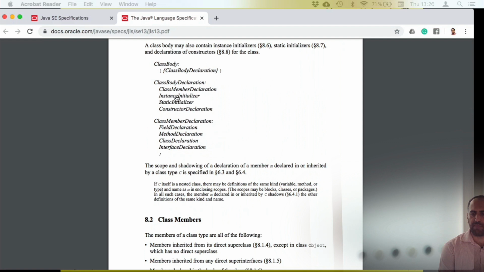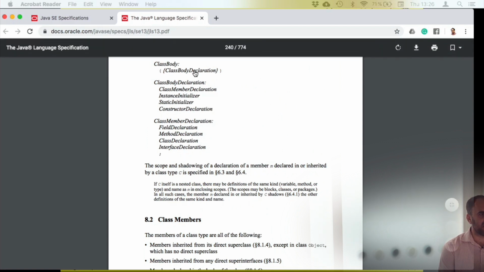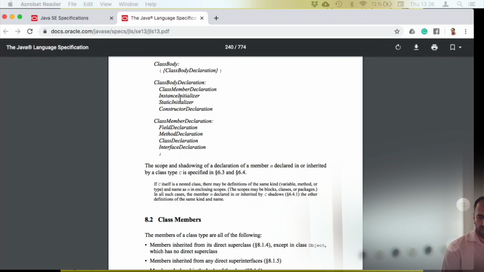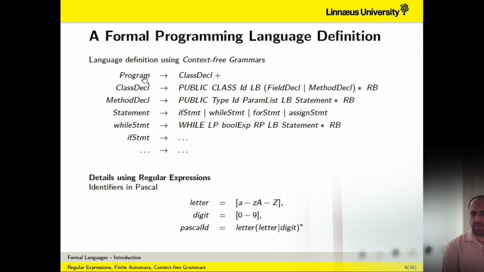And for the class body, there is also a declaration that it should start with curly braces, and then you should have a class body declaration. In the class body declaration, you should have class member declarations and instance initializers. So you have a number of different recursive statements that you define one by one. Okay. Similarly, if you see here, a Java program is composed of one or more class declarations. And what is a class declaration?